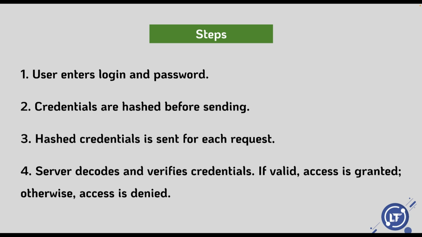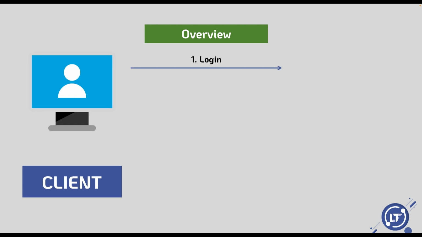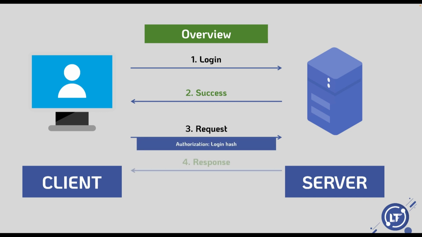If it is valid, access is granted. Otherwise, access is going to be denied. Now, an overview of that looks like this. The client sends a request to the server. Then the hash is sent back. For every request, that particular login hash is going to be sent back to the server, and then the server is going to send the appropriate response.